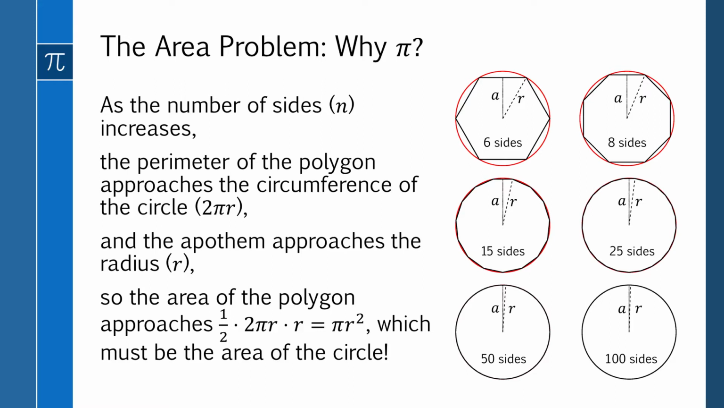Now on the last slide we found that the area of the polygon is 1/2 times the perimeter times the apothem. Now the perimeter is getting closer and closer to the circumference of the circle, which is 2 pi r. The apothem is getting closer and closer to the radius of the circle, which is r, right? 1/2 times 2 pi r times r is just pi r squared. Okay? So that should make it clear that the number is actually pi, and you're not being tricked by the graph being close to pi, but not actually pi.